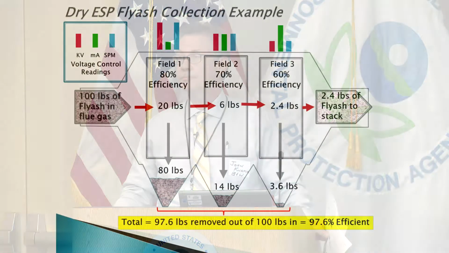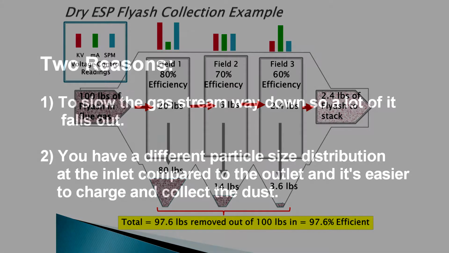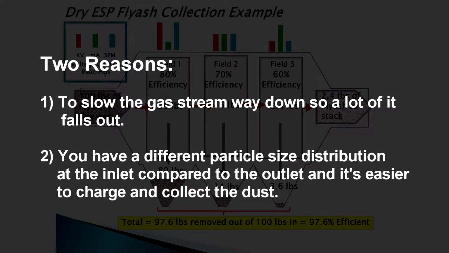Why would it be easier to collect dust at the inlet to the precipitator as compared to the outlet? Yes, sir? Two reasons. You slow the gas stream way down, so a lot of it falls out. Second reason is you've got a different particle size distribution at the inlet compared to the outlet. It's easier to charge and collect the dust.